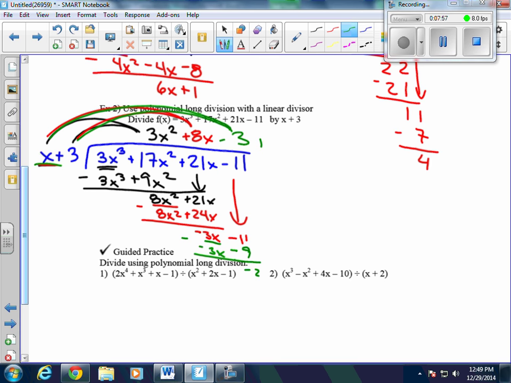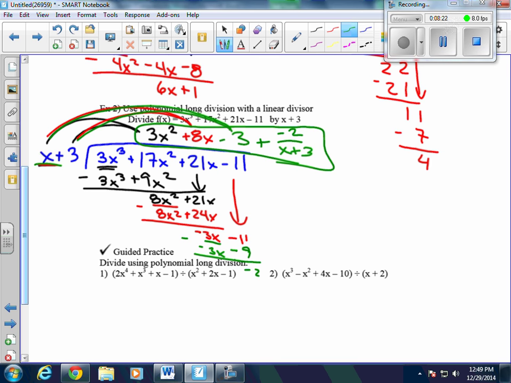So this can be plus negative 2 over x plus 3. And there is our answer: 3x squared plus 8x minus 3 plus negative 2 over x plus 3. And in some books, they might just write down remainder of negative 2. All right, so there is how to do long division.